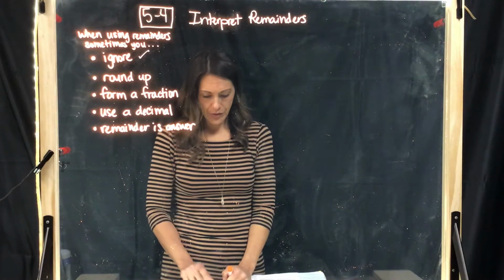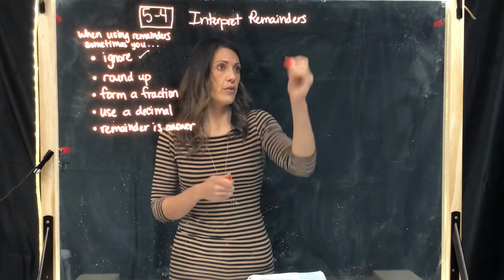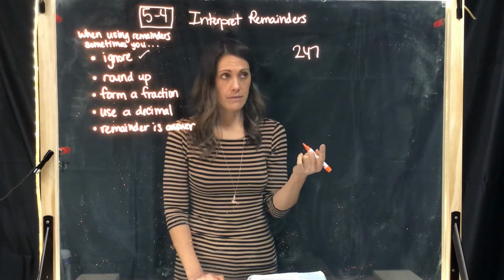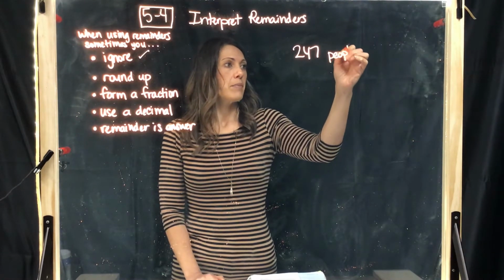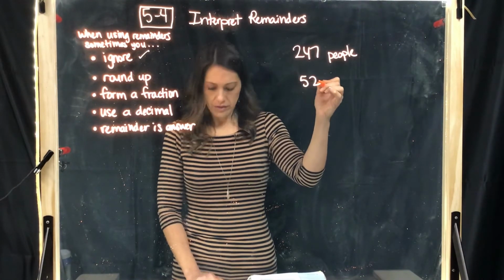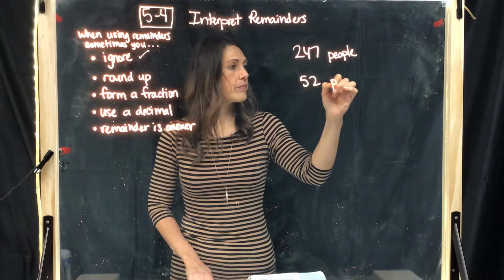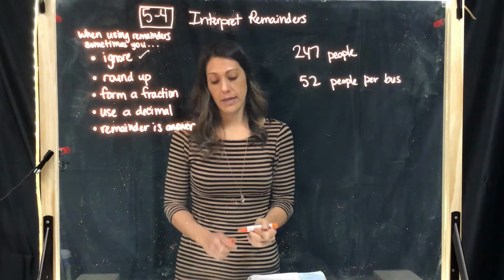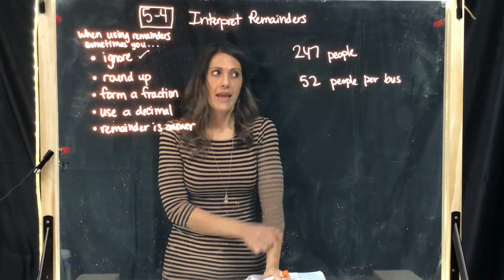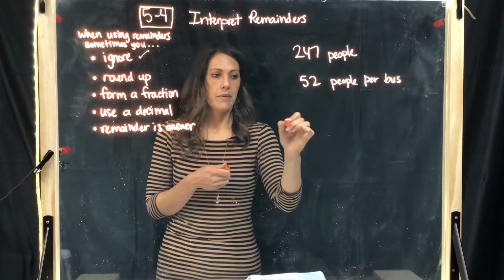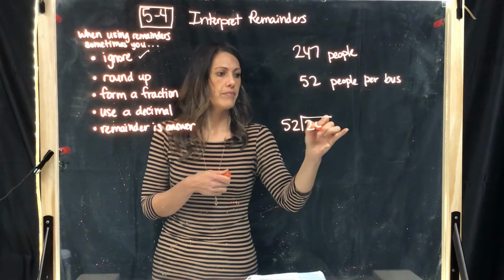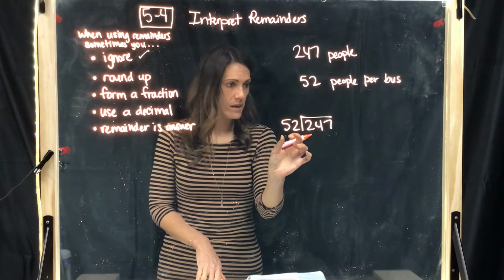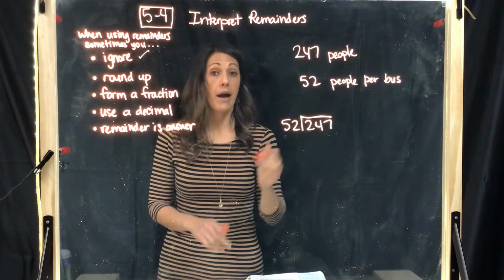Now I'm looking at number 2, and it says that there are 247 people who are going to a basketball game, and that they need to get on a bus. So this is how many people I have, and a bus holds 52 people. Okay, so I need to know how many buses to order. So this would be a division problem. I would see how many buses do I need. If I can fit 52 people on one bus and I've got 247 people, how many do I need?